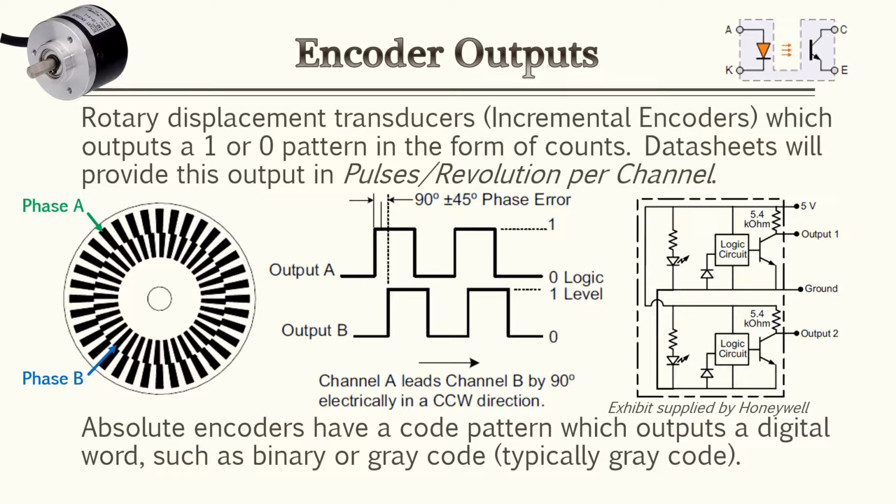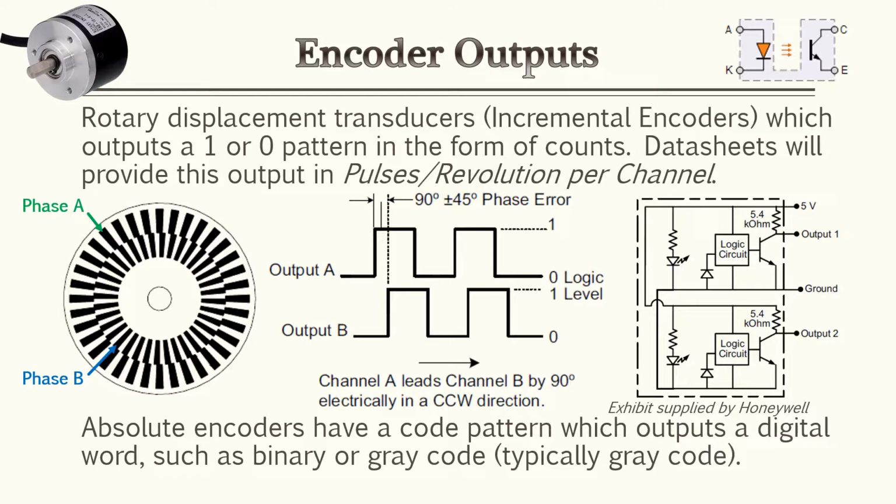Now, when you look on the data sheet for these encoders, they provide an output in pulses per revolution per channel. Again, this output phase, that's considered to be a channel. So anytime you have an encoder with a heavy amount of pulses per revolution, that's how accurate that encoder is. So if you can barely turn it, it's going to go through several pulses and let you know how many turns or how many revolutions you have done on that particular encoder. Now, absolute encoders have a coded pattern which outputs a digital word such as a binary or a gray code.